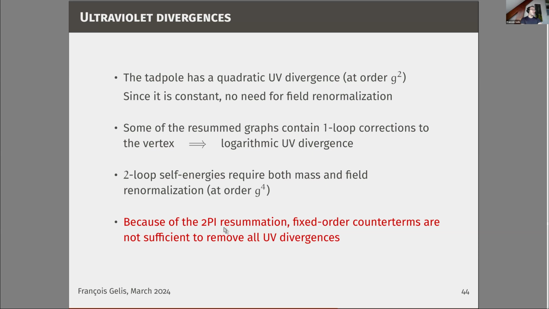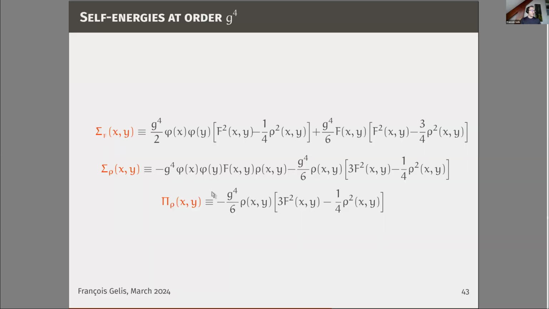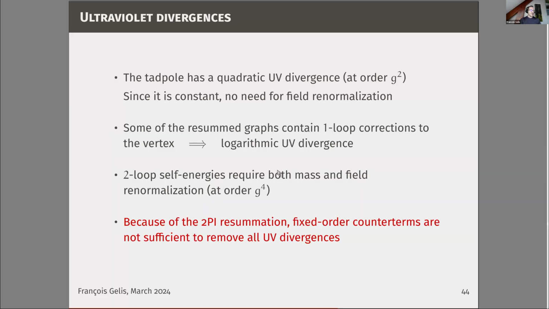And then you have also the two-loop self-energies. So the self-energies here are two-loop corrections. And these also will contribute to the mass and field renormalization, but at a lower order, which is G^4.